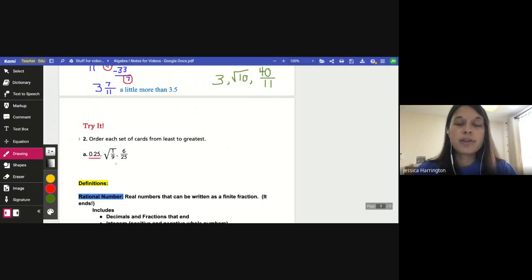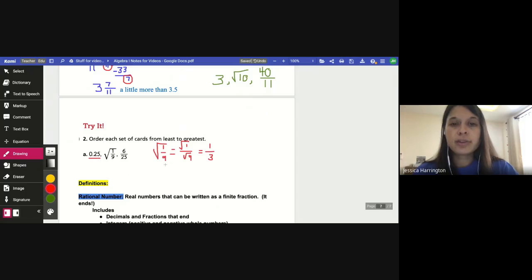Okay, 0.25, I know what that is. Now let's deal with square root of 1 over 9. I know I can break that up as the square root of 1 over the square root of 9. What number times itself gives me 1? 1. 1 times 1 is 1. What number times itself gives me 9? 3. So that's just 1/3.